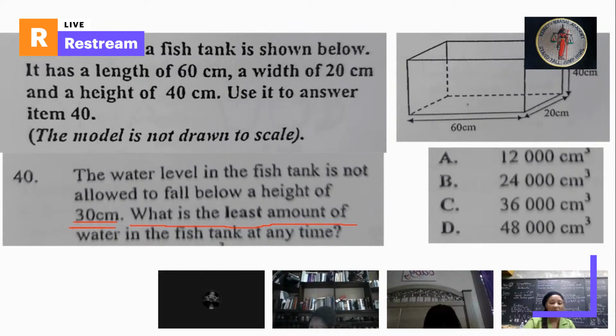Madison. Remember, it's saying the least it is allowed is at 30. Miss, you know how she did it. She multiplied 30 by 20 by 60. So 60 is the length, 20 is the width. But we're not using 40 for the height. We have to use 30, right? Because they're asking for the least amount, which is the 30. So that is correct. 60 times 20 times 30.